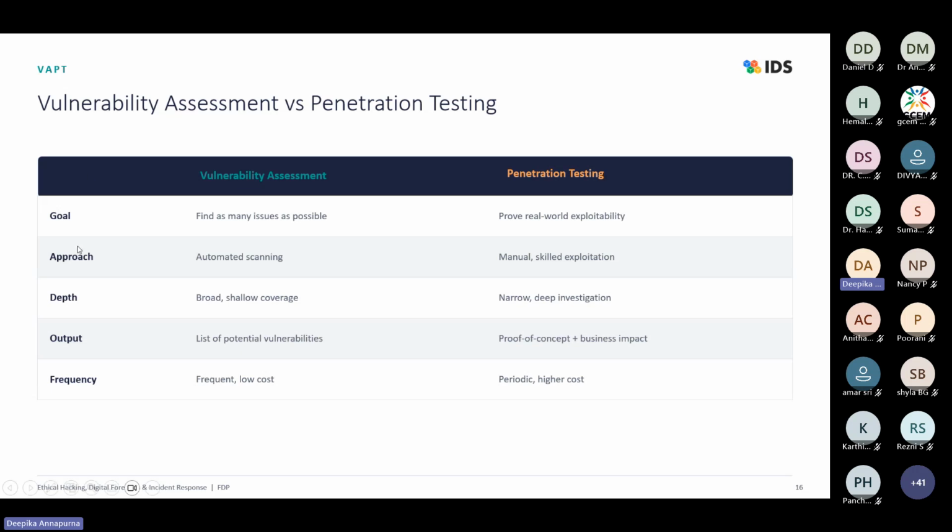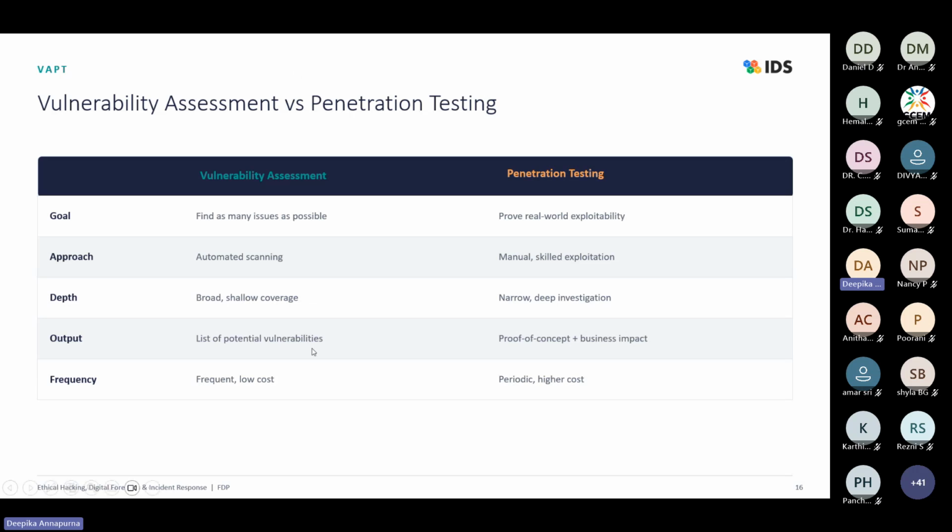What is the approach we are using here in the vulnerability assessment? That is automated scanning. So the penetration testing is manual. This is manually done and it is a skilled exploitation done by the ethical hacker. Next, depth. This is broad and shallow coverage. This is narrow and deep. It will go into deep investigation whether this can be exploitable by the attacker or not.